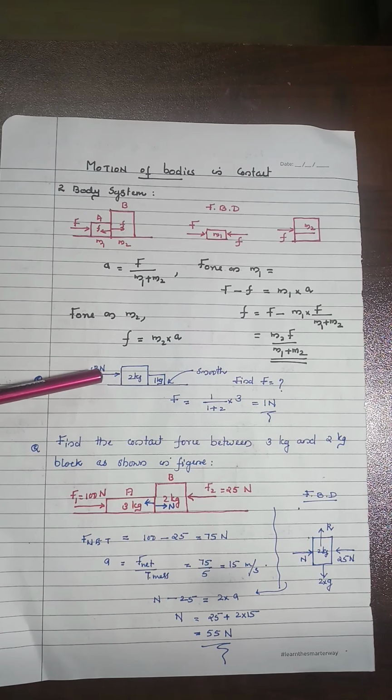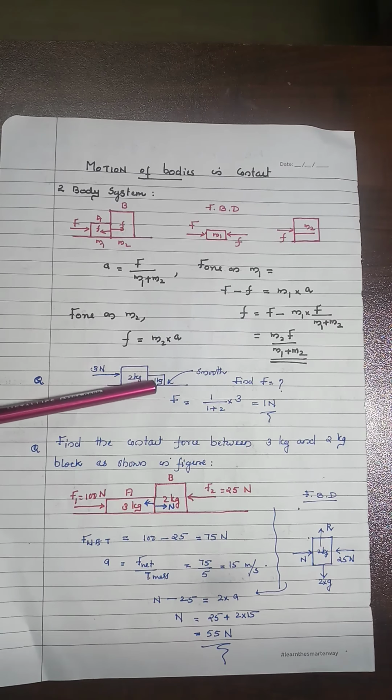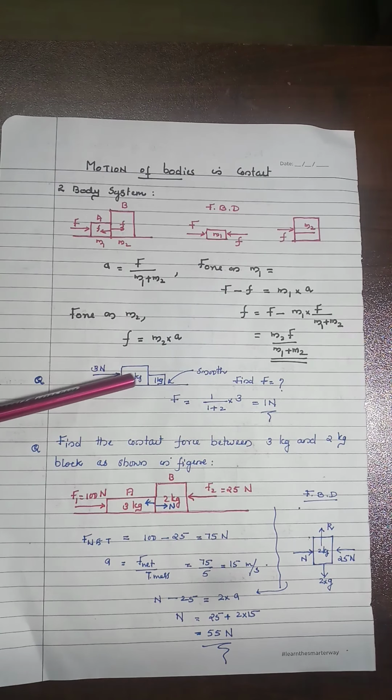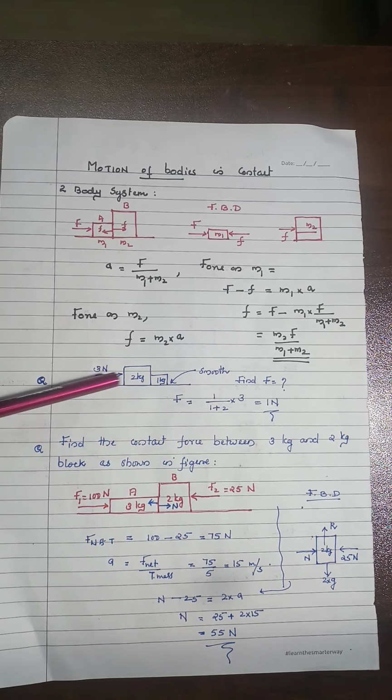Look at the question here. The 3 Newton force is acting on 2 kilogram. We need to find the contact force. So the other mass, what is that? 1, by the total mass, 1 plus 2, into the total force. You get the answer.